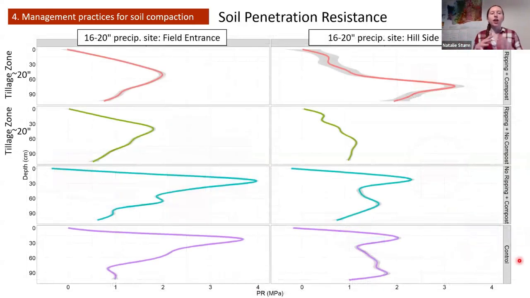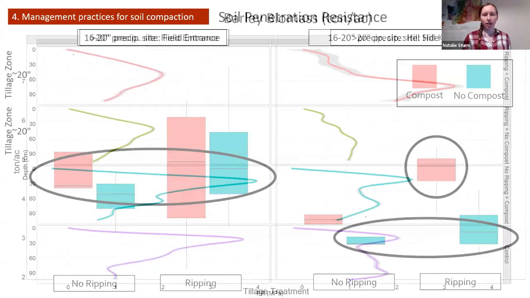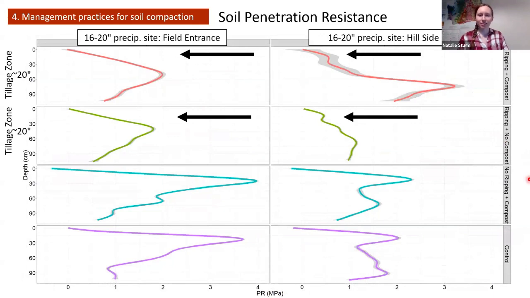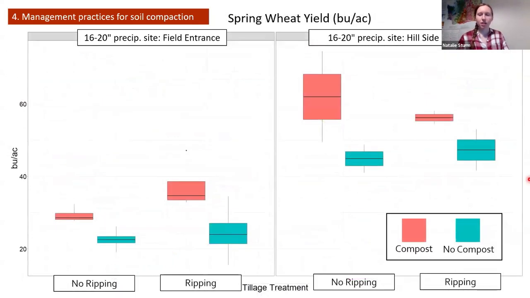Now at our slightly drier precip site, this graph is set up exactly the same way, where as we go to the right, we're more compacted, and going to the left is a little less compacted. Whoops, there should be arrows there. But again, just want to highlight that ripping treatment really did reduce the penetration resistance, kind of help to alleviate that compaction. There it is.